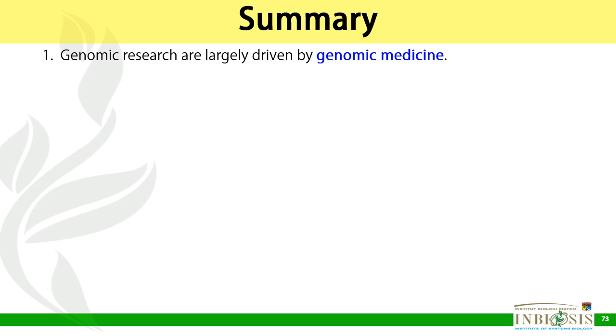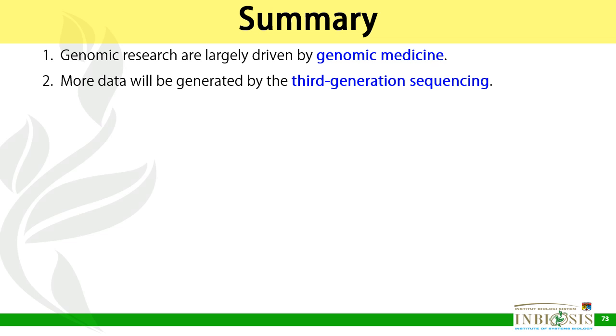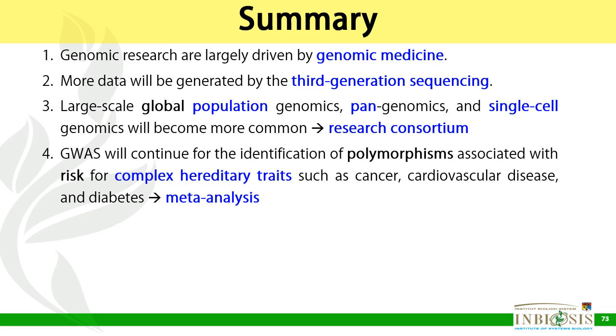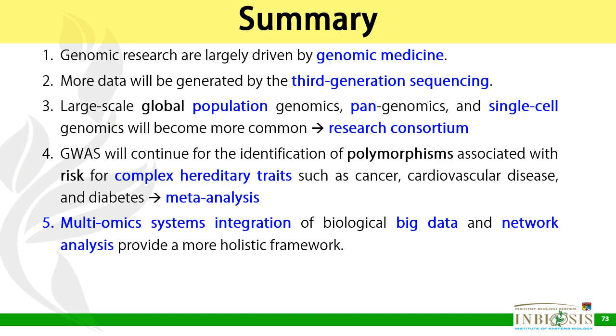To summarize, genomic research is largely driven by genomic medicine. More data will be generated by third generation sequencing. Large-scale global population genomics, pan-genomics, and single-cell genomics will become more common through research consortia. GWAS will continue for the identification of polymorphisms associated with risk for complex hereditary traits such as cancer, CVS, and diabetes, and is moving towards meta-analysis.